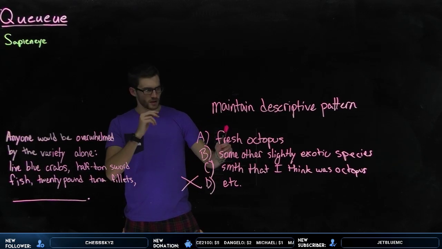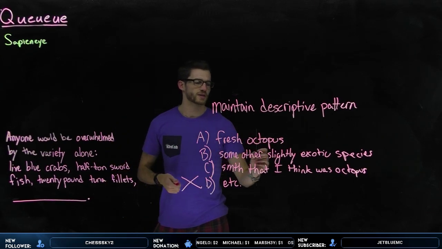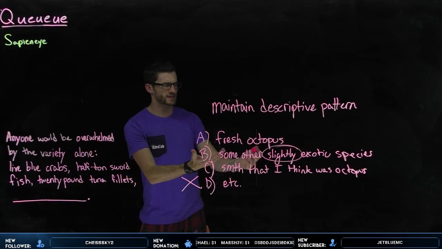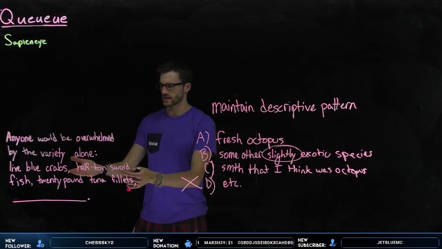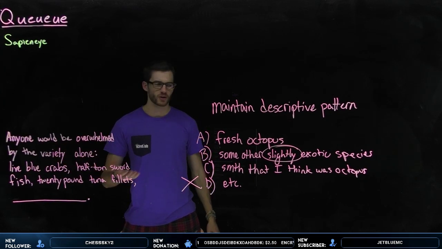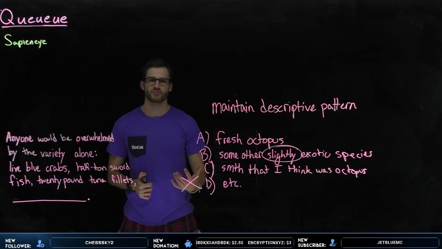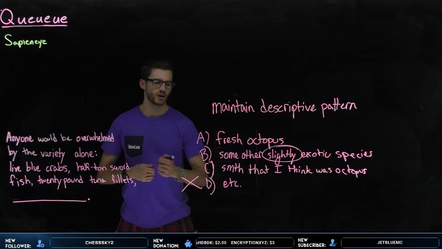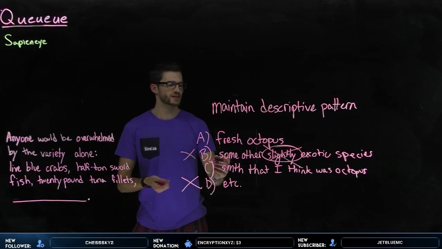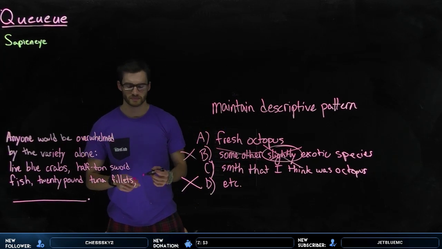Now, some other slightly exotic species. I don't like this word here, slightly, because it's not like these things. We have live blue crabs, half-ton, 20-pound, and then we have slightly, which isn't in the same descriptive pattern. I would argue that. So I don't like slightly, so I don't like B. And it's vague here.